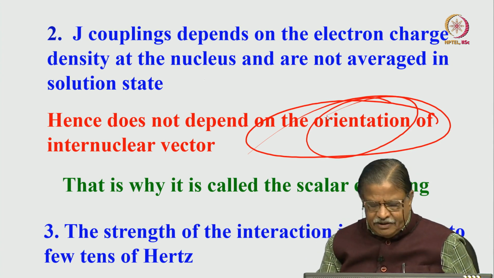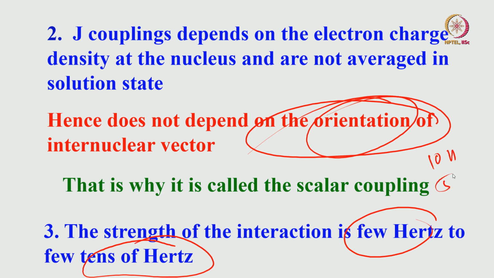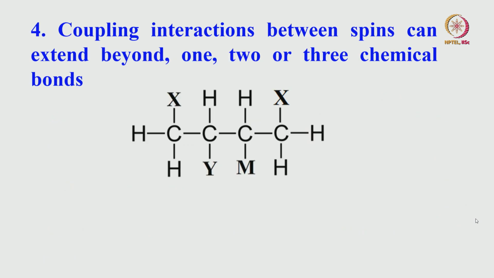The third important point is the strength of this interaction. The interaction strength is a few hertz to a few tens of hertz. For example, the J coupling could be 10 hertz, 5 hertz, or it could be 1000 hertz, 500 hertz, depending upon the nuclei of interest, the two interacting spins, and whether it is homonuclear or heteronuclear. The strength can vary from a few hertz to tens of hertz, sometimes hundreds of hertz.